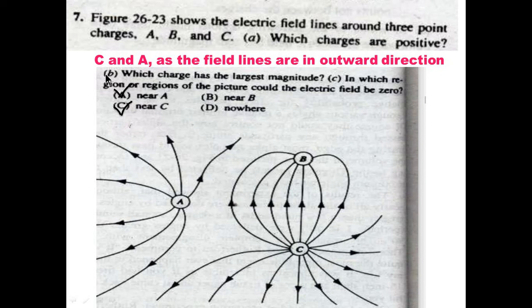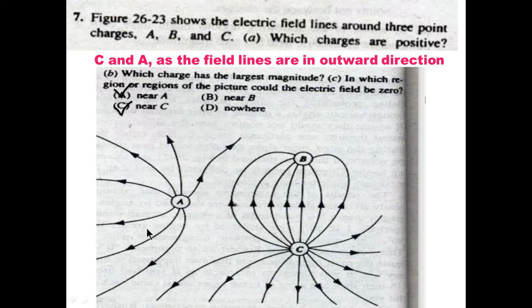Now question 7, option part B. Which charge has the largest magnitude? Here you can judge the magnitude of the charge from their field lines. If the field lines are very closely spaced, then the charges have a large magnitude. Secondly, if the angle between these field lines is smaller, then they also have the largest magnitude.